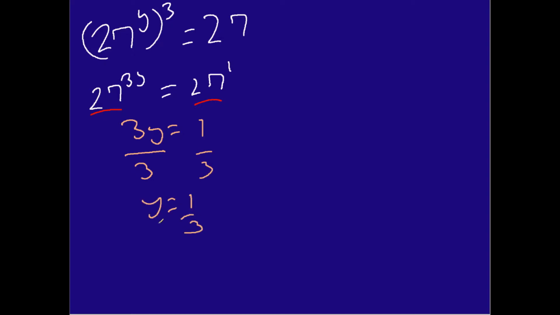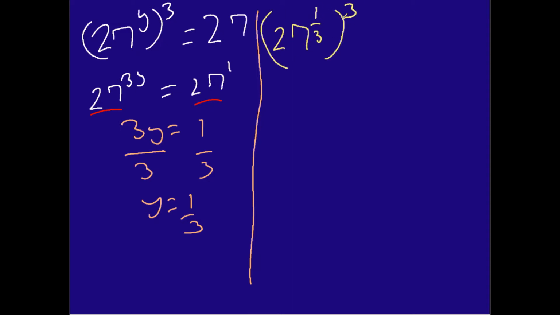Now, what does this mean? What this means is simple. If we go back to our original expression, (27^y) to the third, it means very simply that 27 raised to the 1/3 power, cubed, equals 27. That's what it means.